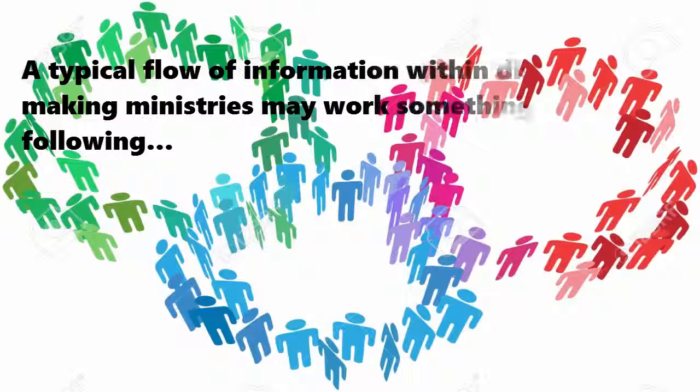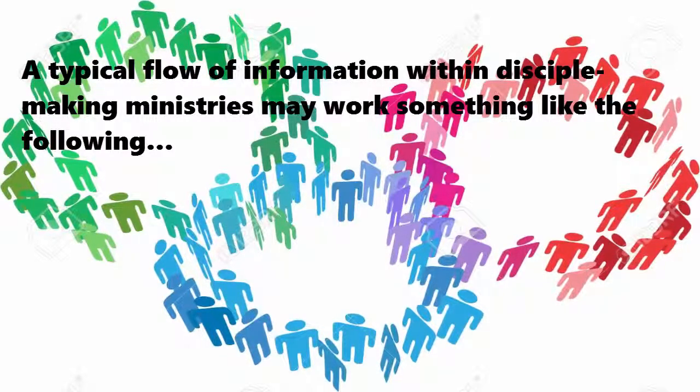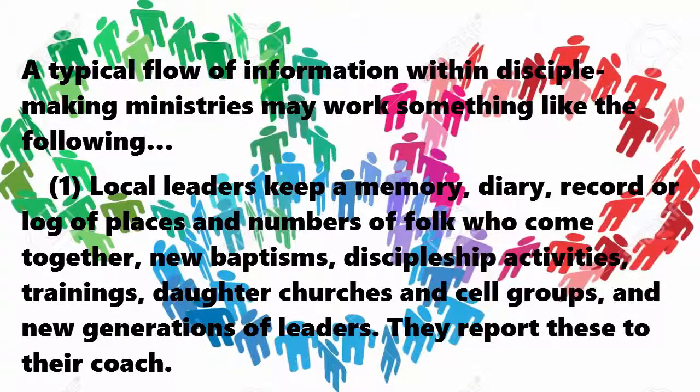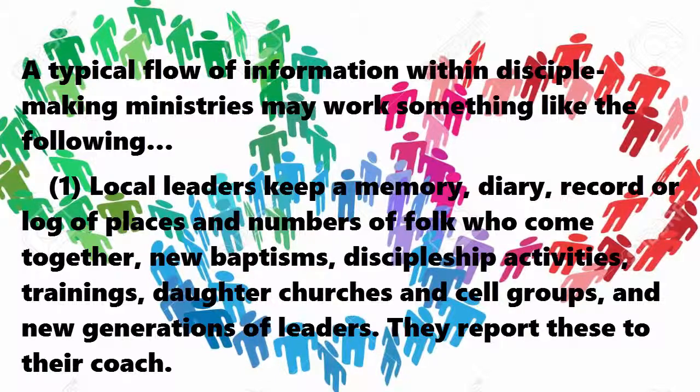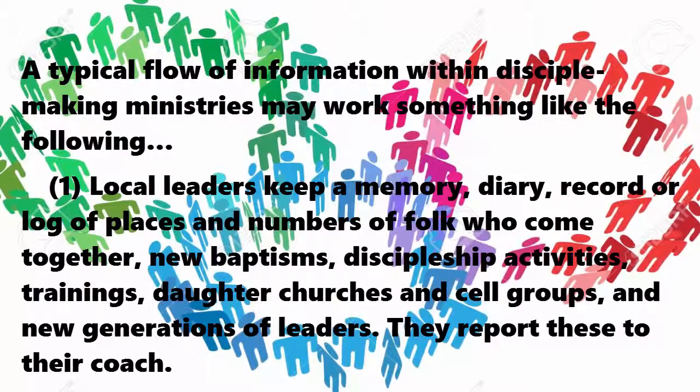A typical flow of information within disciple-making ministries may work something like the following. 1. Local leaders keep a memory, diary, record or log of places and numbers of folk who come together, new baptisms, discipleship activities, trainings, daughter churches and cell groups, and new generations of leaders. They report these to their coach.